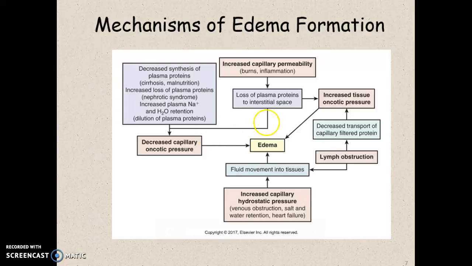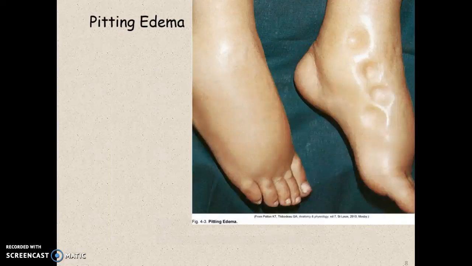So then, the other issues: increased tissue oncotic pressure, lymph obstruction, increased capillary hydrostatic pressure, that's going to cause fluid to move out faster, decreased capillary oncotic pressure. All right, so you see that decreased synthesis of plasma proteins. That means you simply don't have enough protein in your capillary to have a high oncotic pressure to pull the fluid back in. All right, and then this is kind of a gross picture to a small extent. It's called pitting edema.